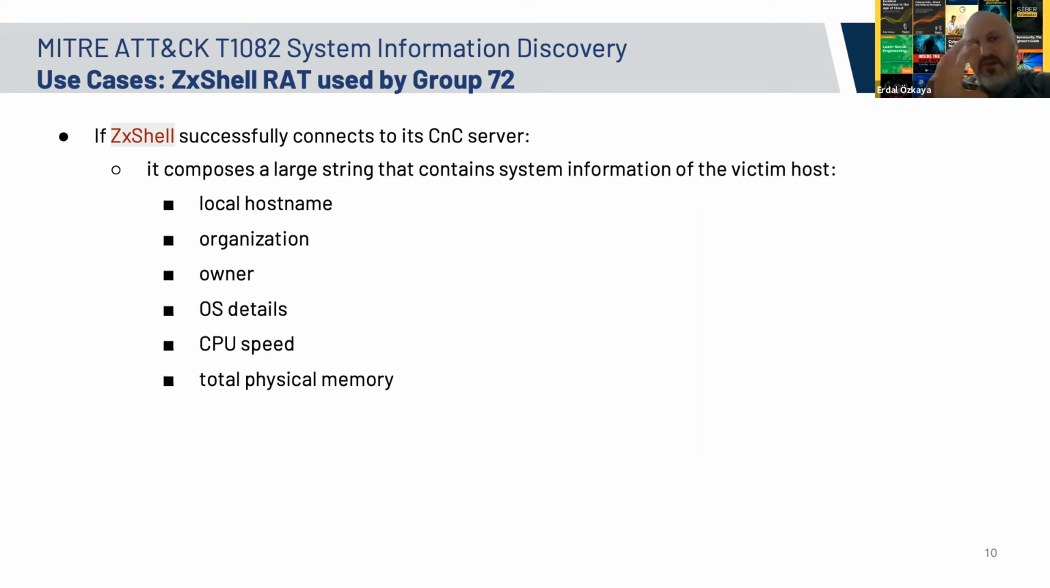The answer relies on what I said earlier, right? So look, they know the local host name, the organization, the owner, who cares, maybe. They know the operating system details, CPU speed, and total physical memory. So if I notice, let's say, the system has 4 GB of RAM and it's Windows 10, this is an indication for an attacker. I'm taking the attacker's view. Let me tell you why I'm telling this.